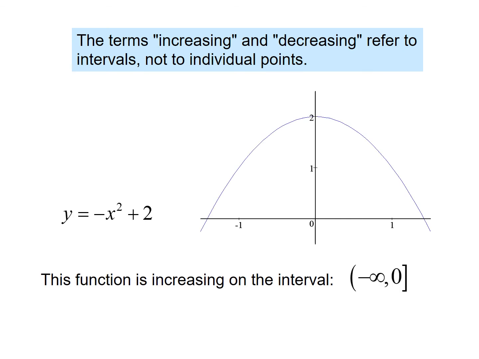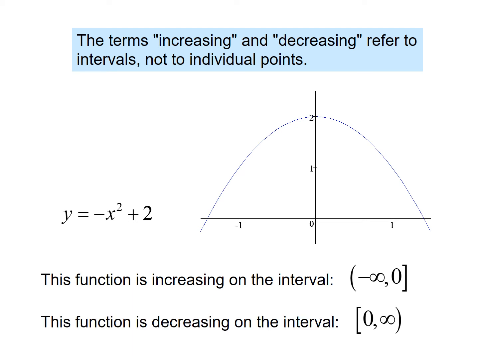Look at negative x squared plus 2. This function is increasing from negative infinity to 0, and we can include the 0. Decreasing from 0 to infinity, again, we can include the 0. So 0 was included in both the intervals where it's increasing and decreasing, because in both cases it satisfies the conditions of our definition.